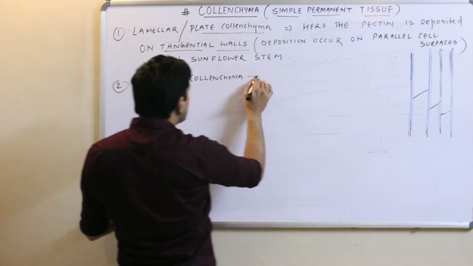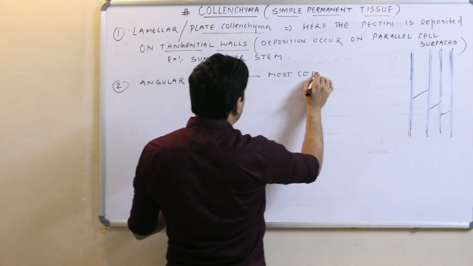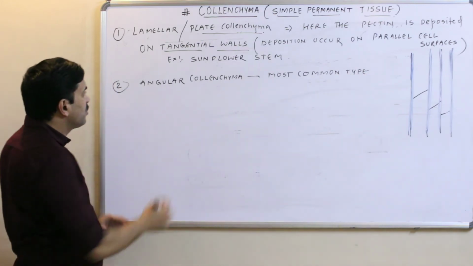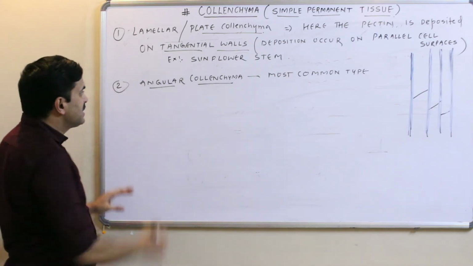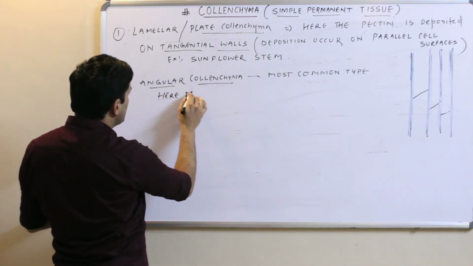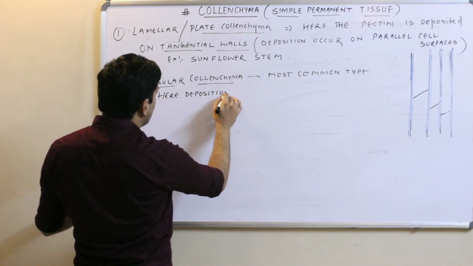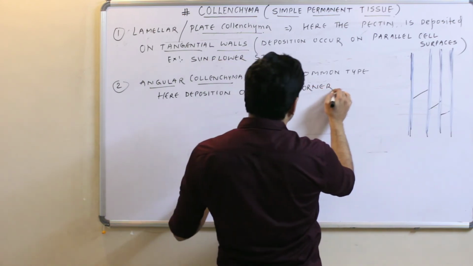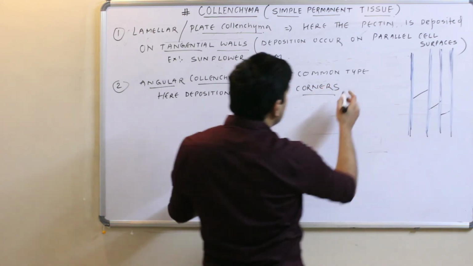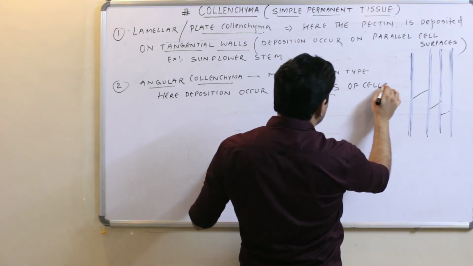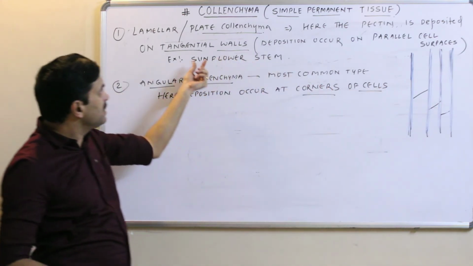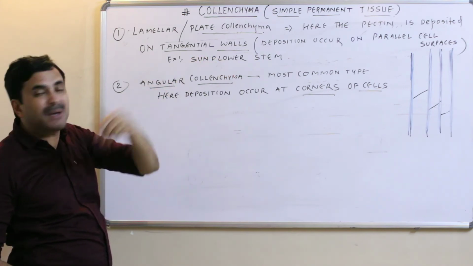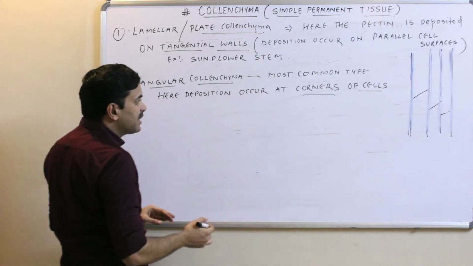Now it is the most common type of collenchyma, known as the angular collenchyma, and here deposition occurs at corners. As the name indicates, angular, here the deposition occurs at the corners of the cells. Previously the deposition was happening on the tangential walls which were parallel to the cell surface.